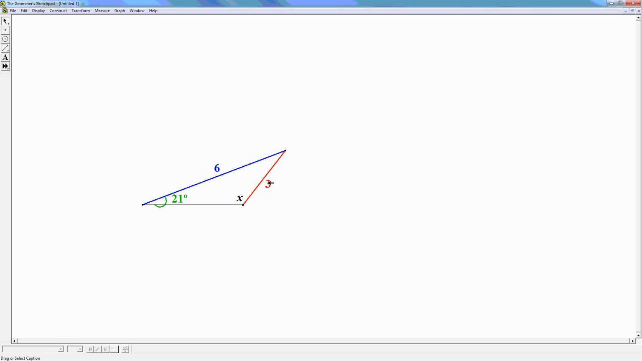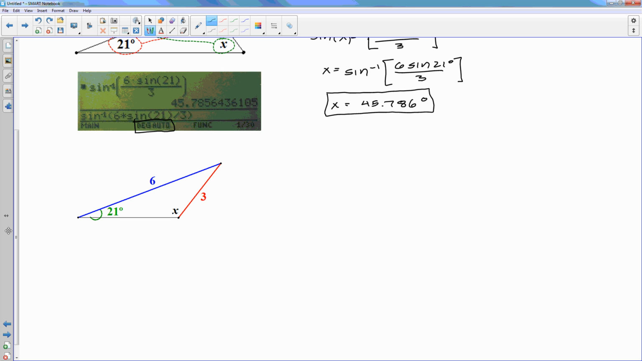I still have the side length of 3, I still have a side length of 6, and I still have an angle of 21. And ooh, that green arc got kind of silly. Didn't see that coming. Anyway, this angle is 21, the side is 3, the side is 6. All of that is still the same, but this time x is a much larger angle. So what we have to do now is find the second possible answer. Solve for x. So we need to find that second possible angle for x.